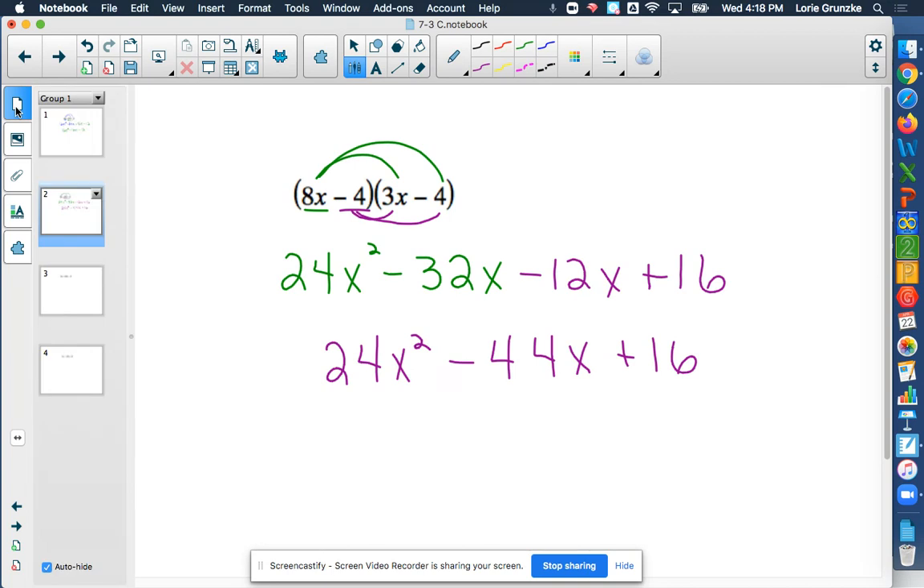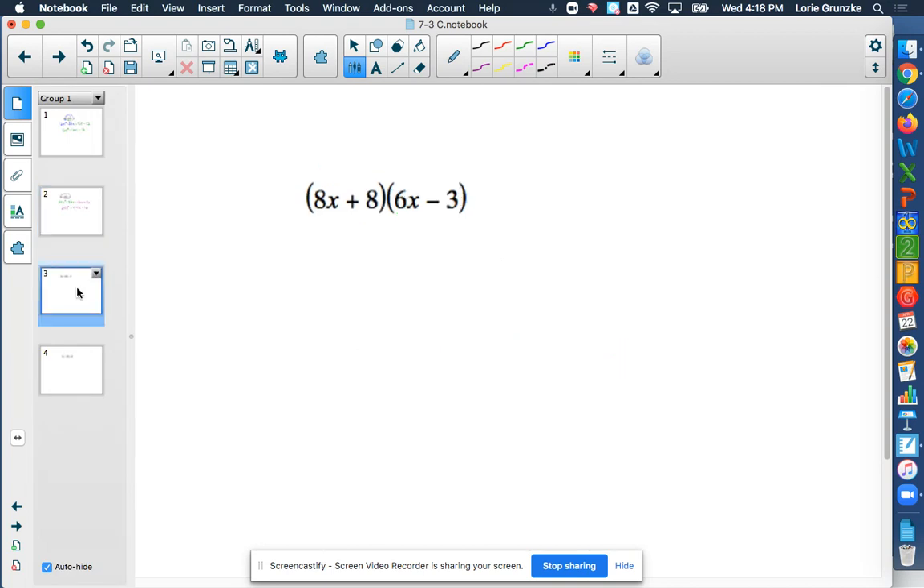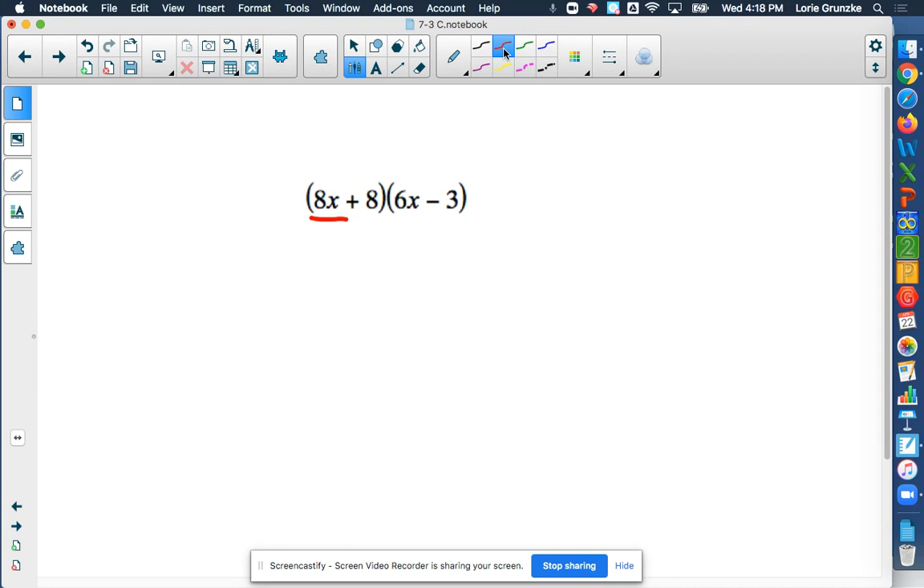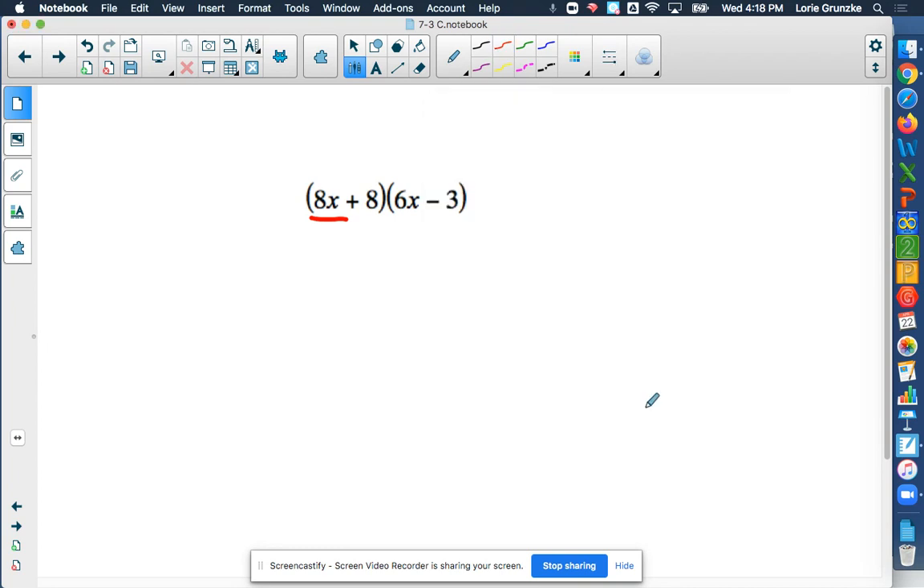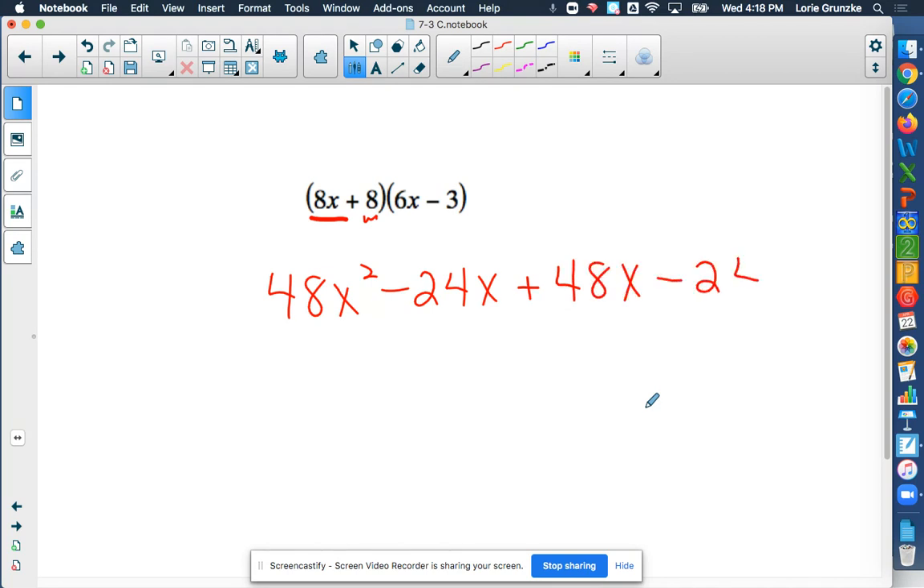I'm going to go faster on each one. Double distributive. 8x times both of those things in the other parentheses. 8x times 6x is a 48. x times x is x squared. 8x times negative 3 is a negative 24x. I'm not going to switch colors this time. This 8 now has to be multiplied to both things. 8 times 6x is another 48x. 8 times negative 3 is another negative 24.